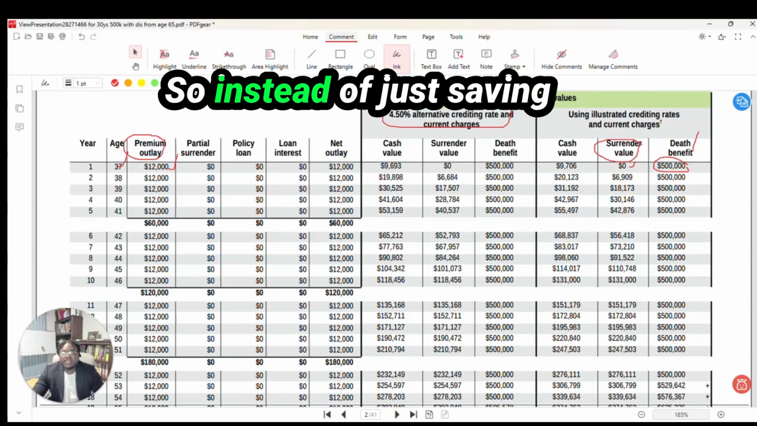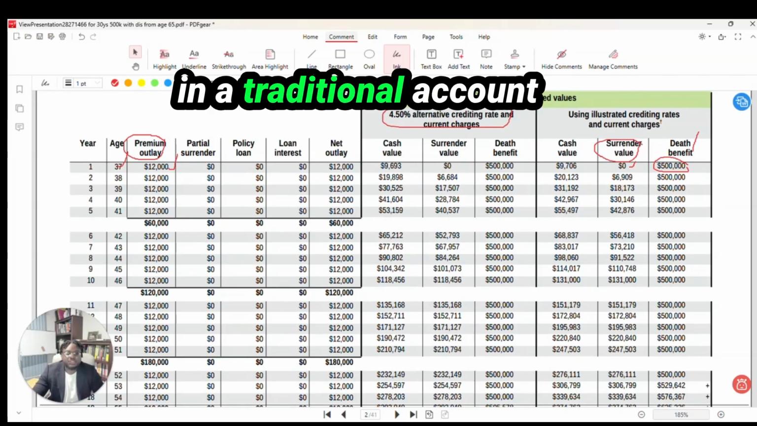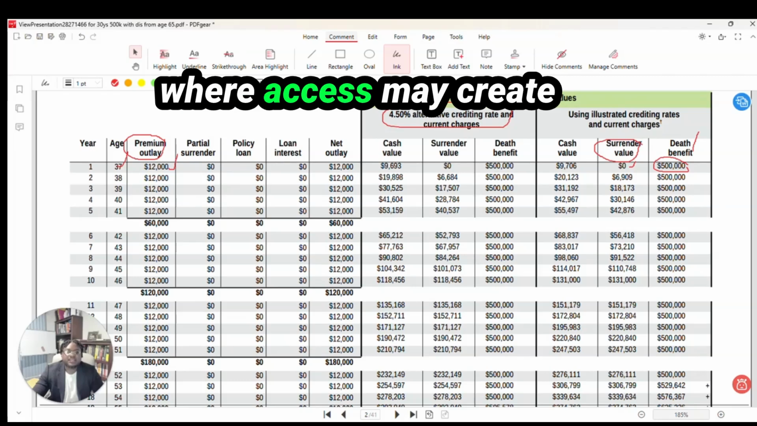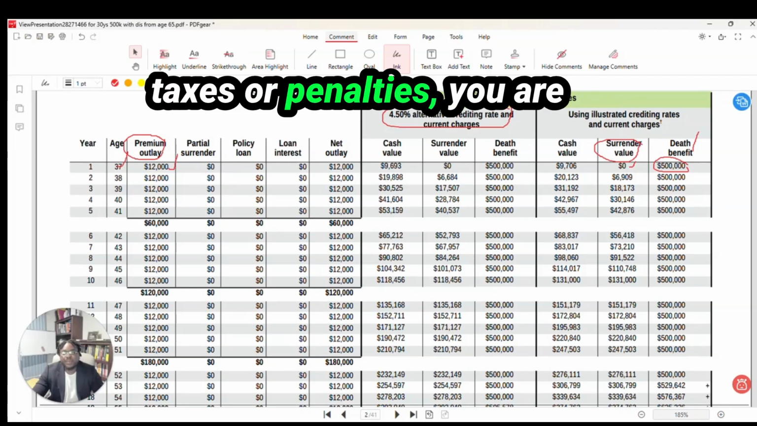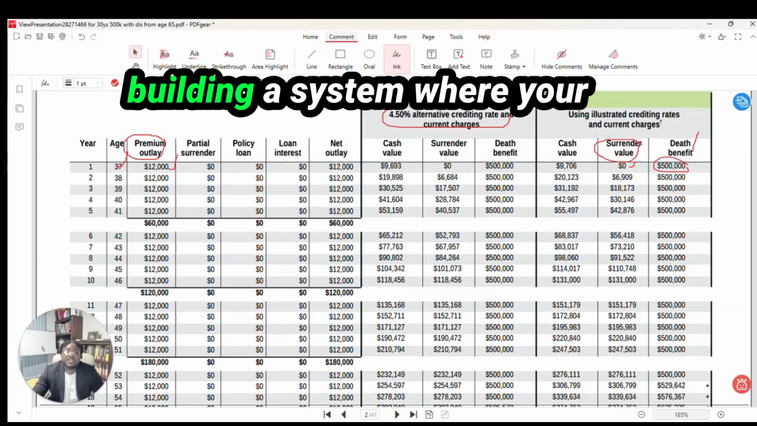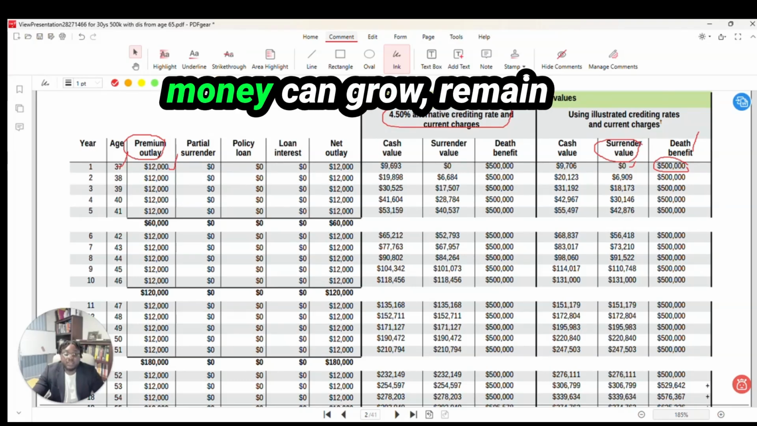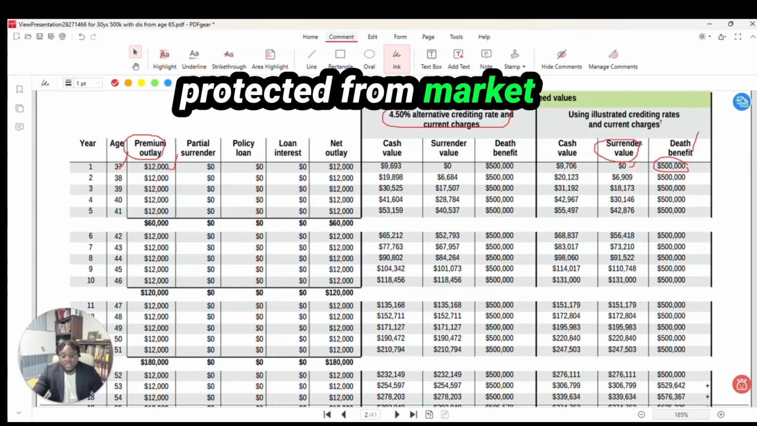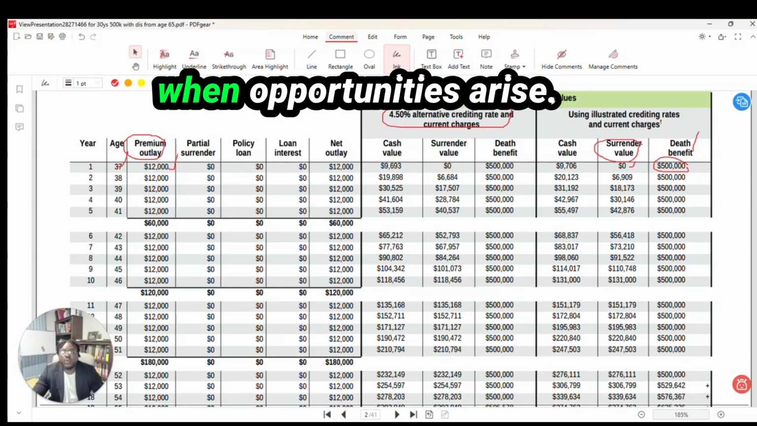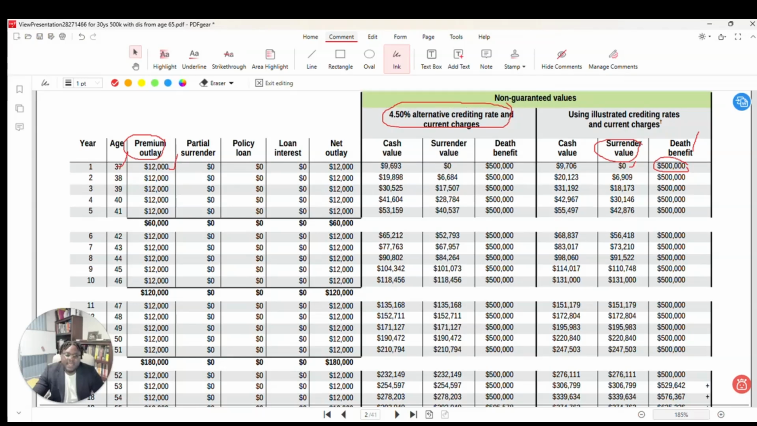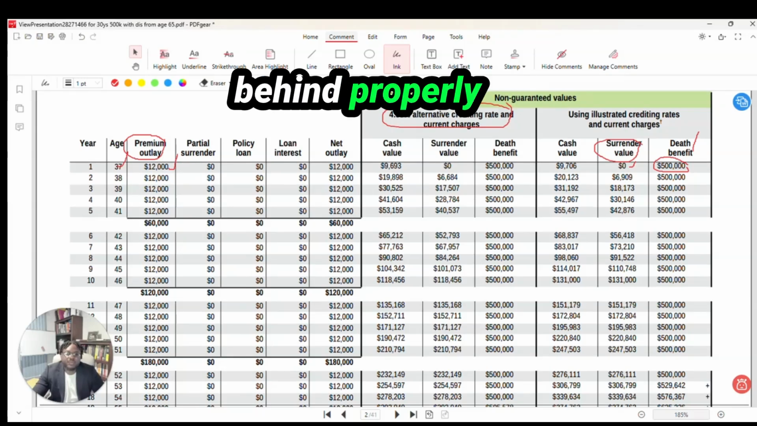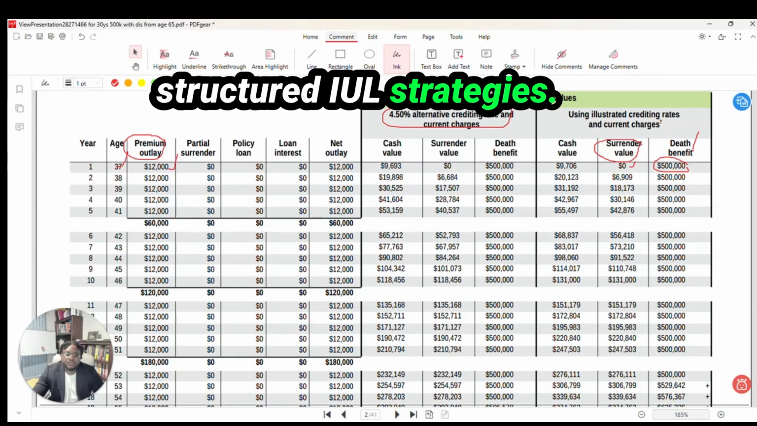So instead of just saving in a traditional account where access may create taxes or penalties, you're building a system where your money can grow, remain protected from market losses, and still be available when opportunities arise. That's the real concept behind properly structured IUL strategies.